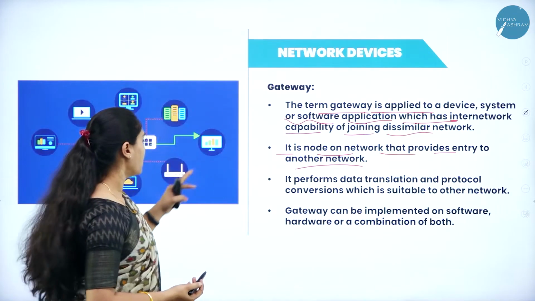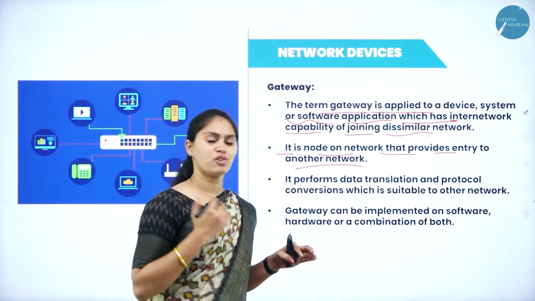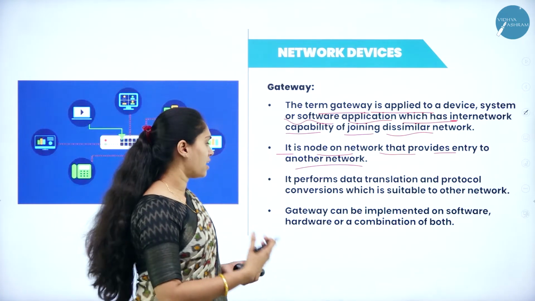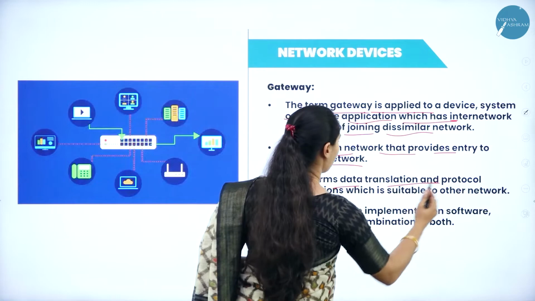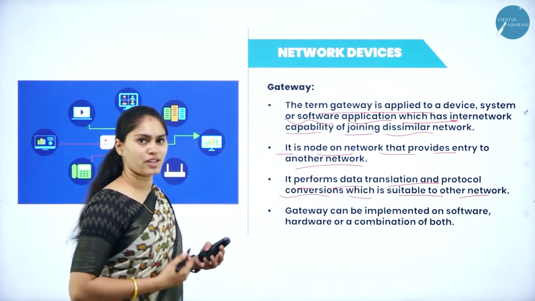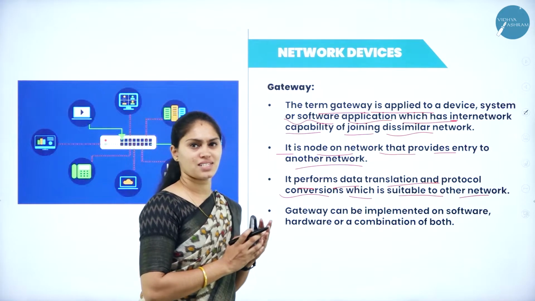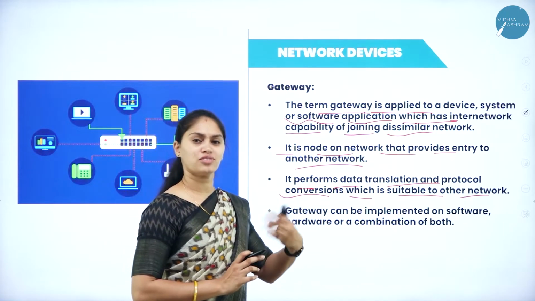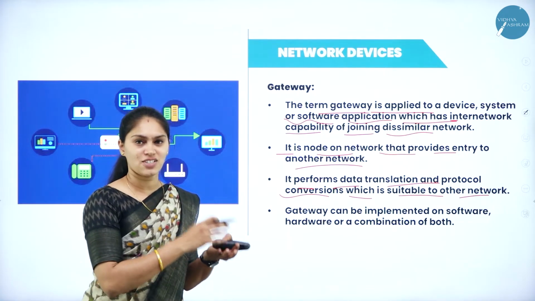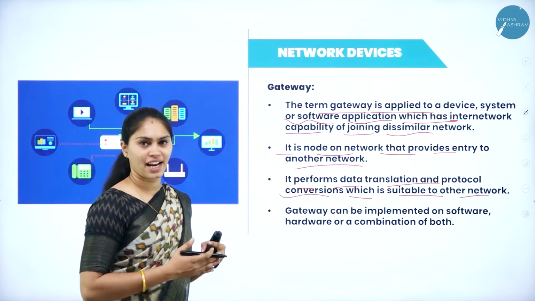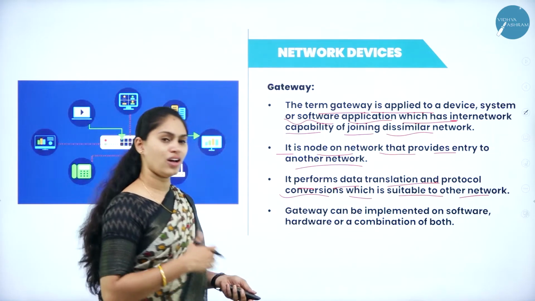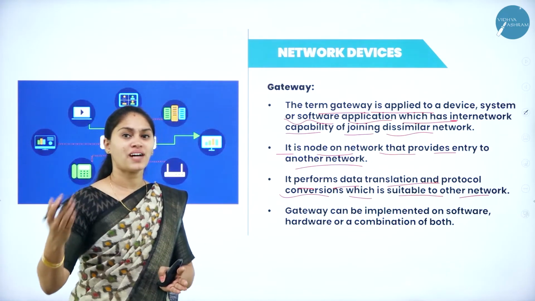So here you can see that it has combined different kinds of network in order to form a bridge, or in order to form a communication pathway, so that it performs the data translation and protocol conversion which is suitable to the other network. It is also going to modulate and demodulate. Like when we go to any other country, we have to get adjusted to their culture for a certain time. So this gateway is also going to translate the data and protocol as per the suitability of another network.